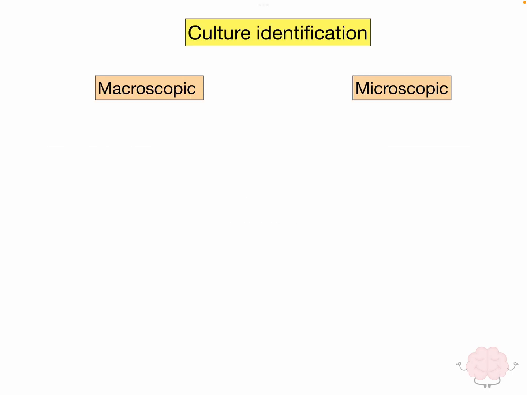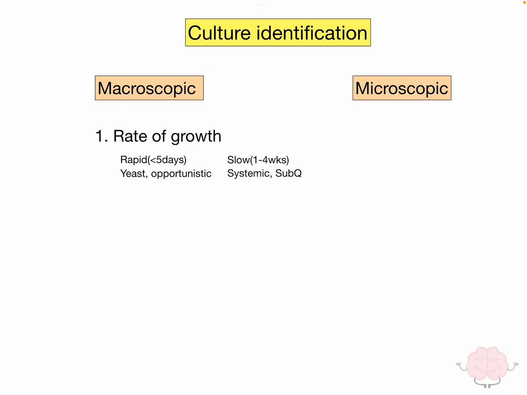Right. Now, culture identification. Once we have grown the fungi over a culture, we have to identify it, like what fungus it is, right? This identification could be done macroscopically or microscopically. In macroscopic identification, we look at the rate of growth. It can be rapid, within 5 days, as seen in yeast or opportunistic fungi, while it can be slow, which takes around 1 to 4 weeks, and it can be systemic or subcutaneous, right?